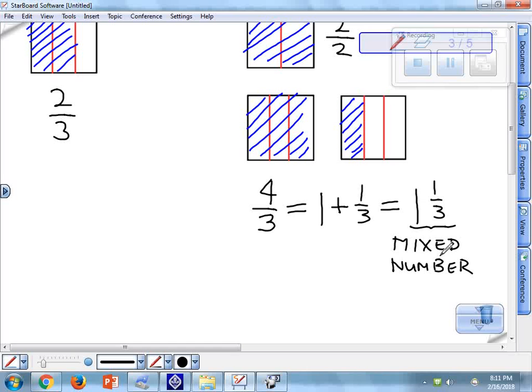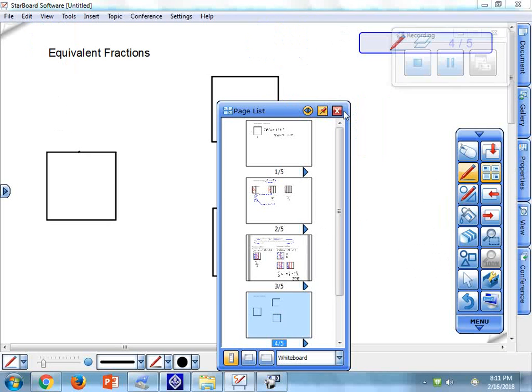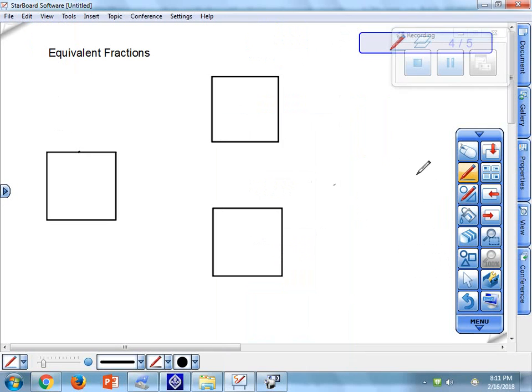We're going to talk a little more about the relationship between improper fractions and mixed numbers later and how to go from one form to the other. But for now, the picture does the job of showing why 4/3 is equal to 1 1/3, and that completes our talk about improper fractions. Let's move now to the next topic and talk a little bit about equivalent fractions.